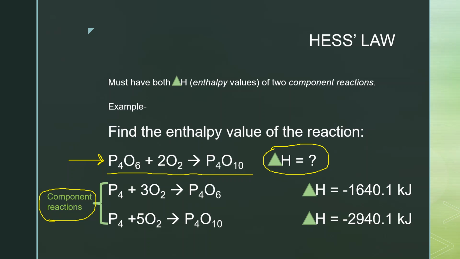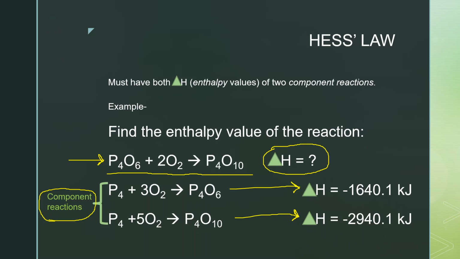So as you can see, these two component reactions have the same substances, they're just rearranged. So P4 plus 3 oxygens yield P4O6, and the energy change for this, or the enthalpy, is negative 1640.1 kilojoules. And then the second one is P4 plus 5 oxygens yields P4O10. And that enthalpy is negative 2940.1 kilojoules.